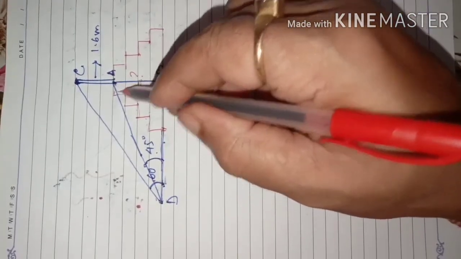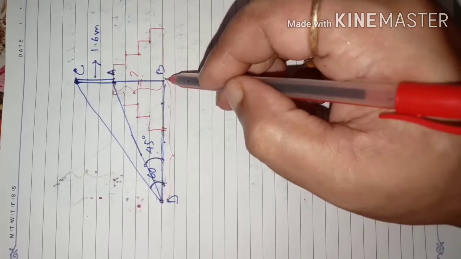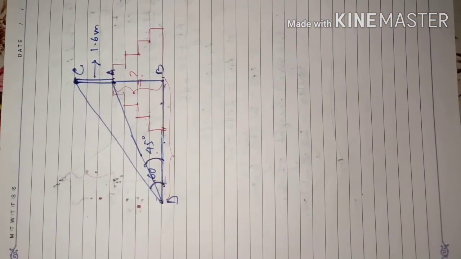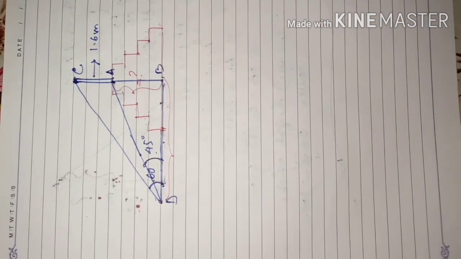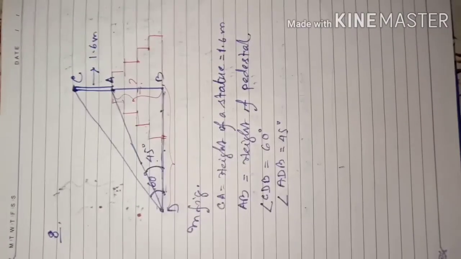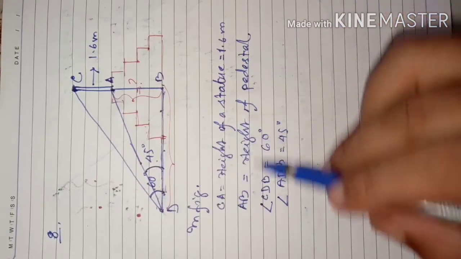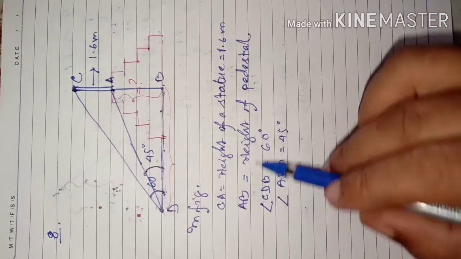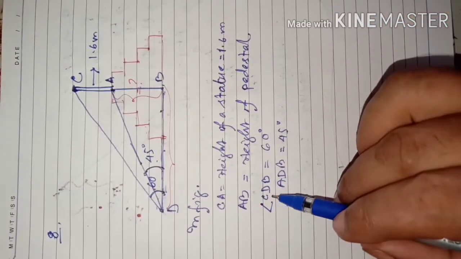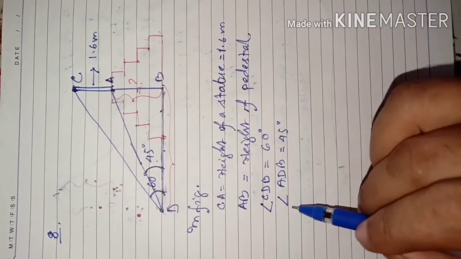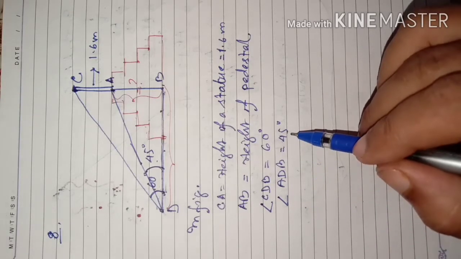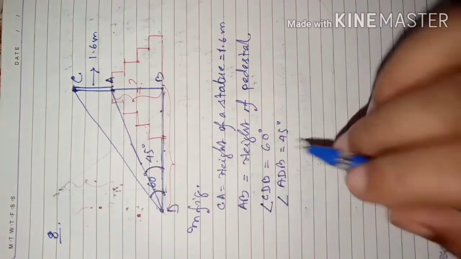As I told you before, 45 degrees there means two sides will be equal. Which two sides will be equal? AB will be equal to BD. So you can say directly this way. First let us write what is what in the diagram. CA, height of the statue, is 1.6 meter, AB is equal to height of the pedestal, angle CDB is equal to 60 degree and angle ADB is equal to 45 degree.